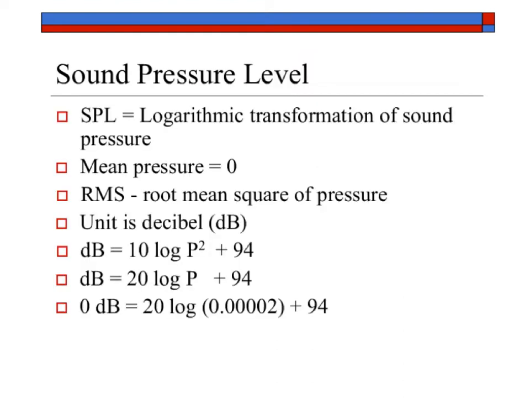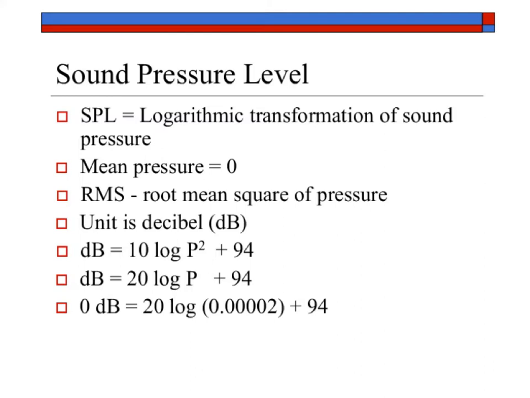For purposes of measurement, instead of dealing directly with the sound pressure, we use something called sound pressure level. The sound pressure level, SPL, is a logarithmic transformation of the sound pressure value itself. And as we'll discuss, this is a more convenient way of dealing with the pressure unit. If we were to take the mean or the average pressure, if you look back at that graph, you'll see that on the average, it's approximately 0.